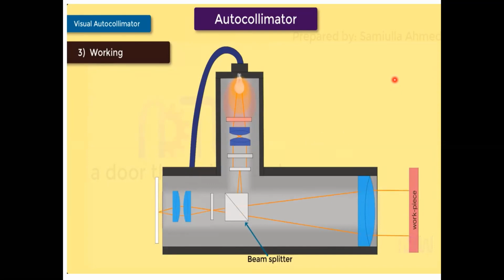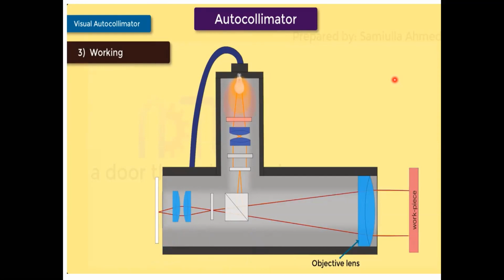The beam of light traveling on the left-hand side will pass through the eyepiece reticle and eyepiece lens. On the other hand, the beam of light traveling on the right side will pass through the objective lens and fall on the plane reflector. If the plane reflector, which is the workpiece surface, is perpendicular to the beam of light, it will reflect the beam of light in the same path. Hence, both the beams will fall at the same point.